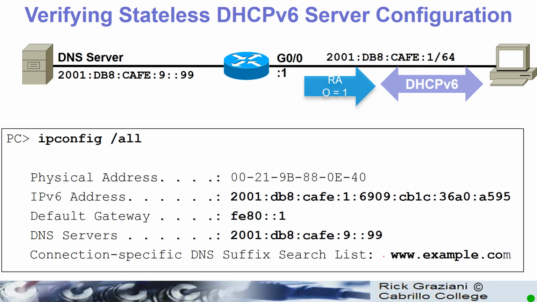How can we verify on an individual PC? You can always do the appropriate ipconfig /all, and that will show you the appropriate settings. Here is again the IPv6 address, its default gateway, its DNS server, and DNS suffix.